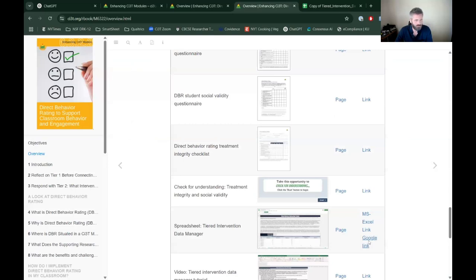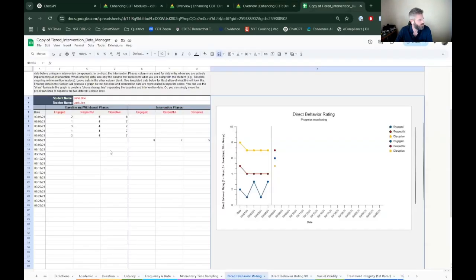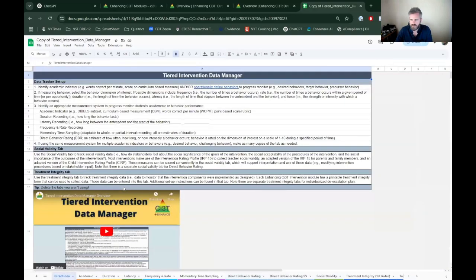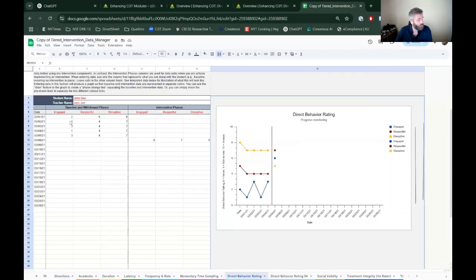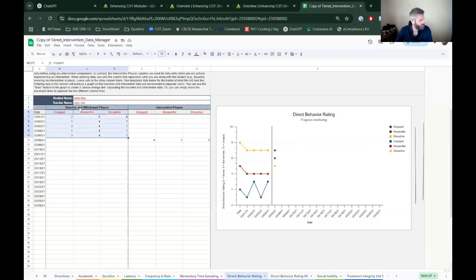I clicked the Google link here, which opened in a new tab. You could also click the Excel link to download an Excel version of this. The Google link that I clicked is going to show you something that looks like this. It's a whole set of spreadsheets that you can use for data collection. And I'm going to find the direct behavior rating tab, which is here. In this tab, basically what you see are columns for the three that I'm measuring: engaged, respectful, and disruptive. I might say these are like my baseline data before I've tried this intervention. And you can see that it graphs yellow is disruptive, red is respectful, blue is engaged.